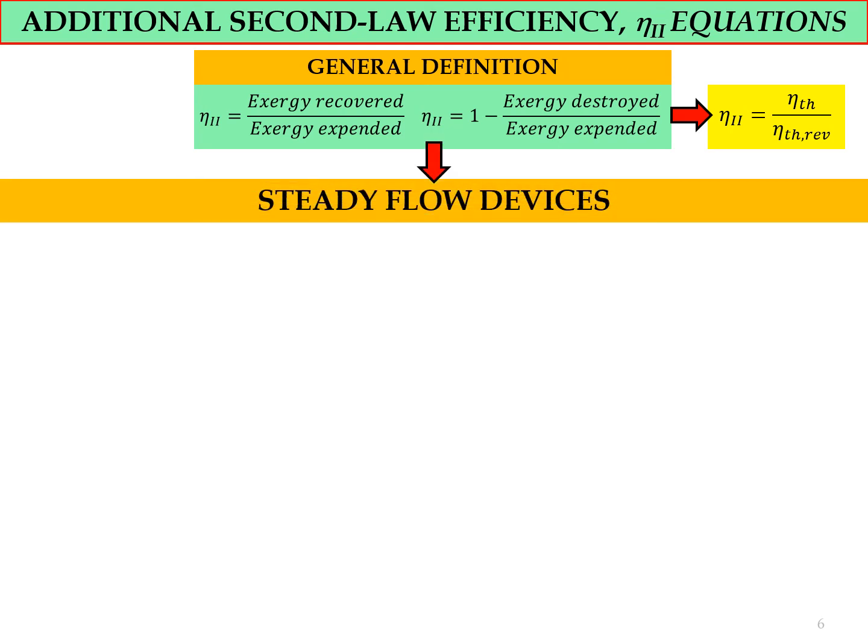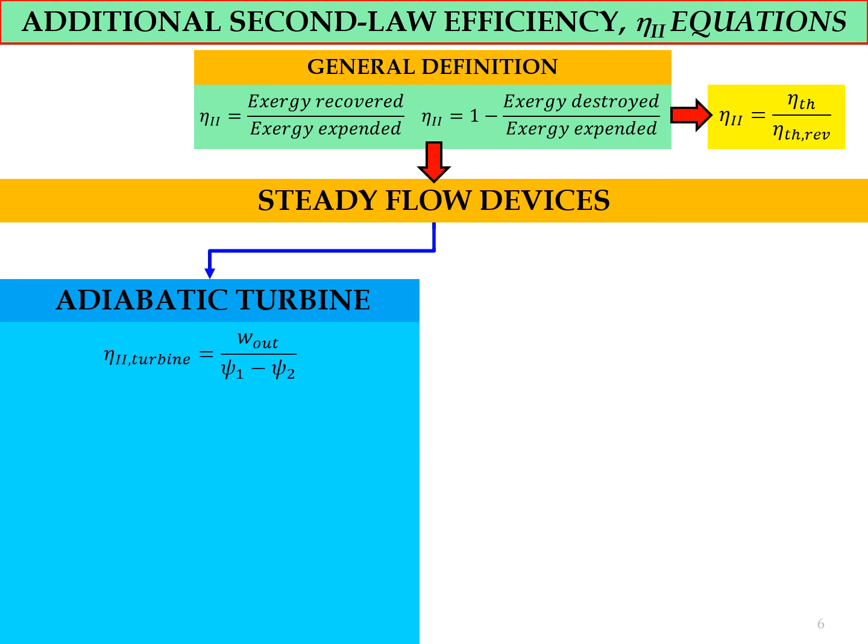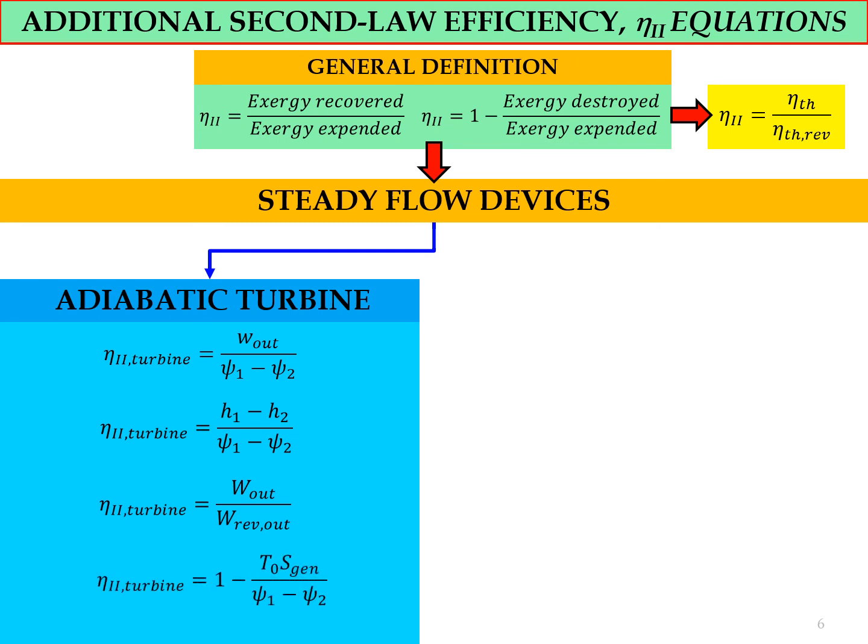So for steady flow devices, which is adiabatic turbine, the second law efficiency is equal to work out divided by exergy at state 1 minus exergy at state 2. You also can calculate the second law efficiency of the turbine by using this equation, which is based on the enthalpy at state 1 minus enthalpy at state 2 divided by exergy at state 1 minus exergy at state 2. And we also can use the work out divided by work reversible out. And the last one, we can use 1 minus T naught times the generated entropy divided by exergy at state 1 minus exergy at state 2.